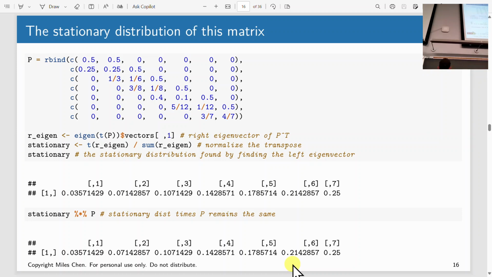Because what we want is we have this matrix P, and we want our stationary distribution times P to be equal to this, times a scalar 1. Basically we want this times this to equal this. And so this is our left eigenvalue, or left eigenvector.